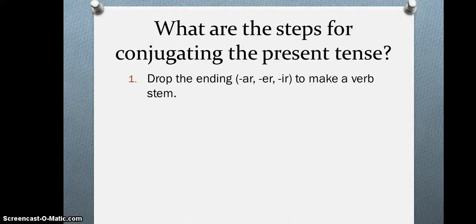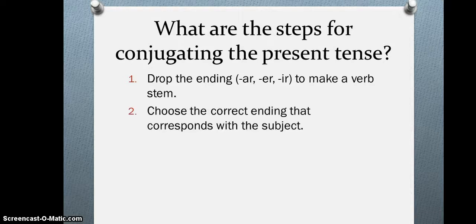root of the verb. Then, number two, when we're trying to write or speak, we have to figure out what the subject is so we can choose the correct verb ending to attach to this stem. And number three means that once you figure out what the correct ending is, you're going to add this ending to your verb stem. And I have a page here that has examples.